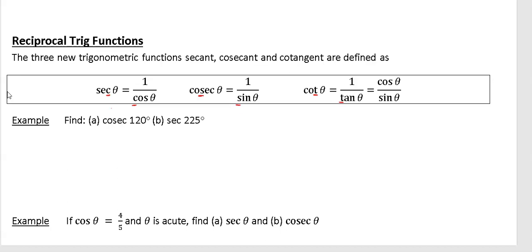Okay, another thing to note here: tan theta is sine theta divided by cos theta. That's why cot theta, the reciprocal of tan, is equal to cos over sine, when you flip that upside down. Okay, we're going to look at a couple of examples here and see what we can do.